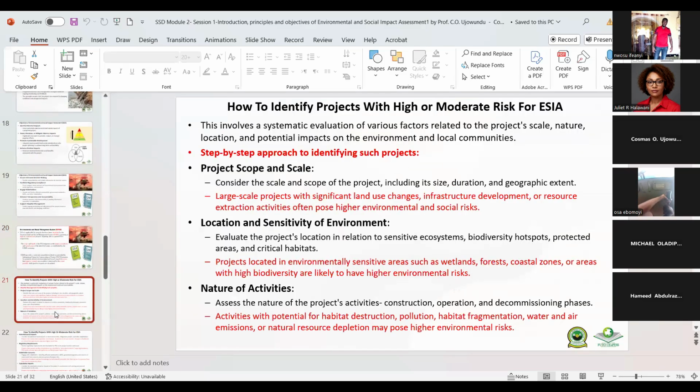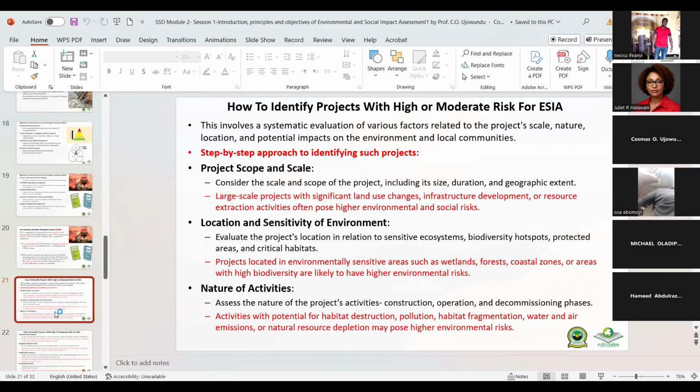So the next thing: how do you now identify that your project is of high or moderate risk? We look at the step-by-step approach to identify these high or moderate risks. The first one is project scope and scale. Large-scale projects with significant land use changes, infrastructural development, or resource extraction, like your mining, carry high environmental and social risk.